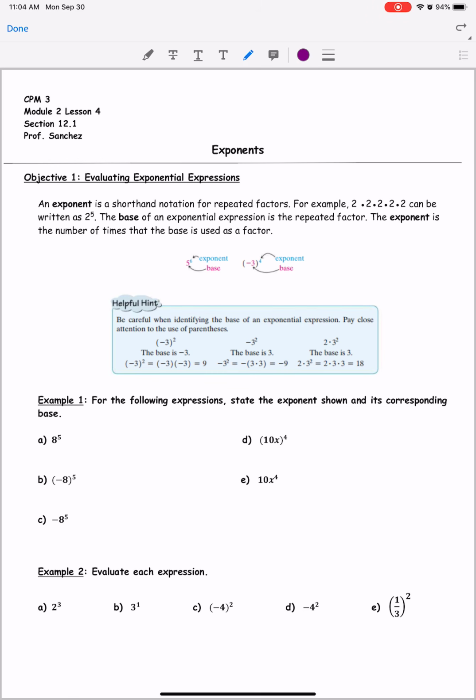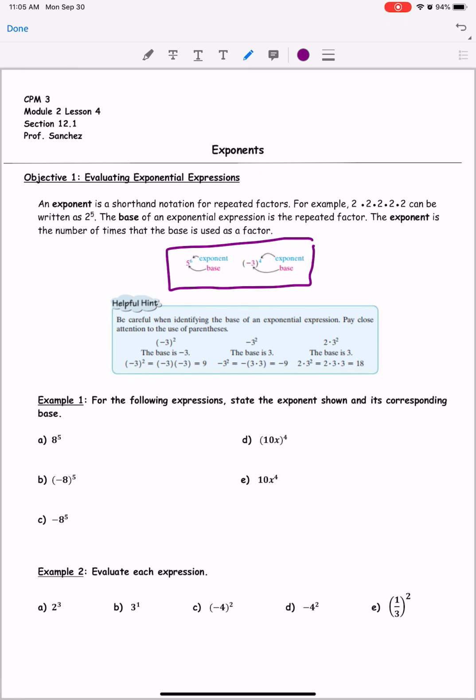So, it starts off with your definition of an exponent. It's a shorthand notation for repeated factors. So for example, 2 times 2 times 2 times 2 times 2 can be written as 2 to the 5th. The base of the exponential expression is the repeated factor. The exponent is the number of times the base is used as a factor. So, we have some examples right here of what an exponent and a base is.